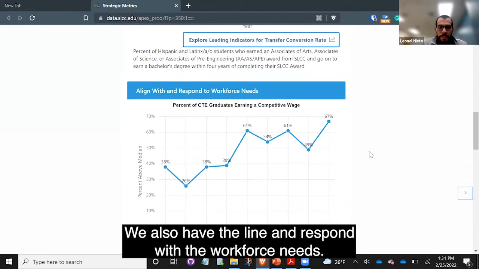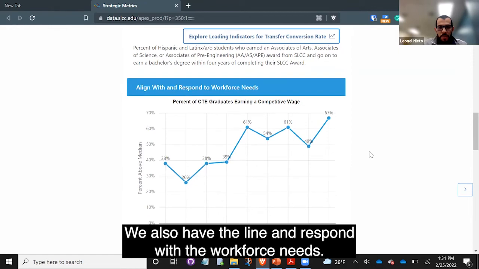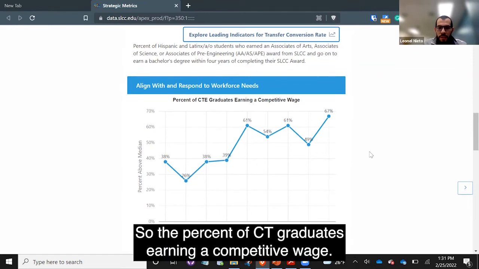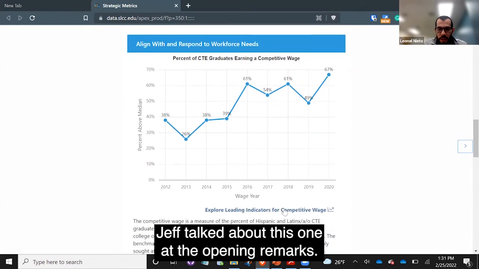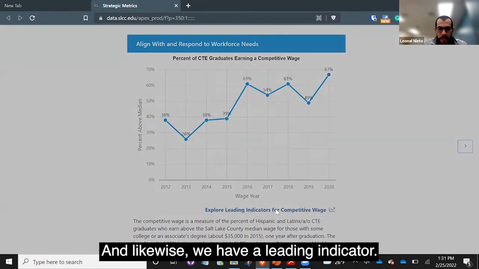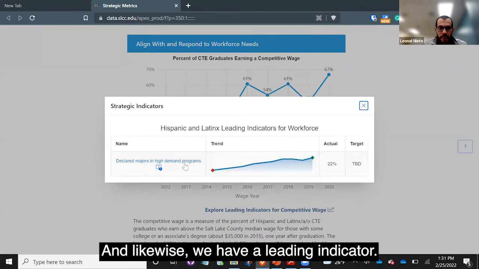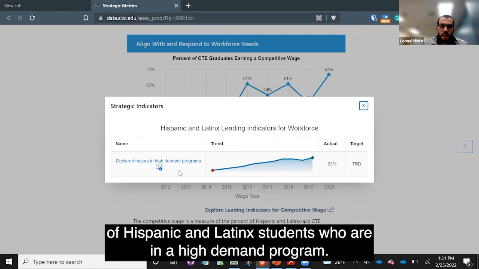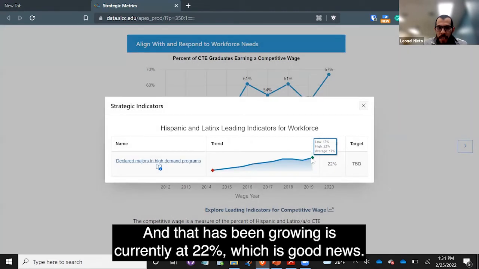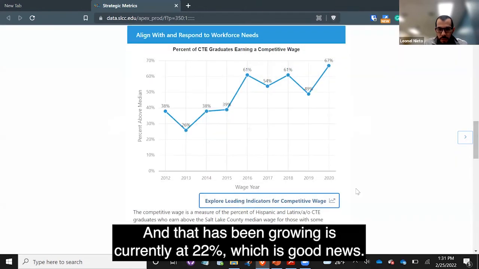We also have this one, align and respond with the workforce needs. So the percent of CTE graduates earning a competitive wage. Jeff talked about this one at the opening remarks. And likewise, we have a leading indicator, and the leading indicator is the percent of Hispanic and Latinx students who are in a high demand program. And that has been growing. It is currently at 22%, which is good news.